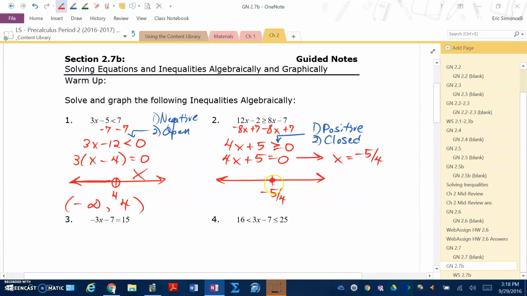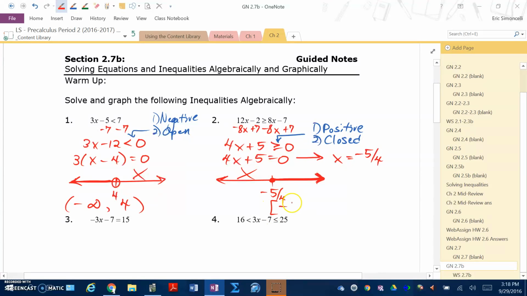Now, if I were to plug in a number like, let's plug in 0. 0 is really pretty simple to plug in here. 4 times 0 is 0, plus 5 is 5. And, of course, that is greater than or equal to 0. So every number to the right of negative 5/4 is a solution. As you could and should imagine here, any number to the left or less than negative 5/4 won't work. I'll pick a number like negative 2. 4 times negative 2 is negative 8. Negative 8 plus 5 is negative 3, which is not greater than or equal to 0.